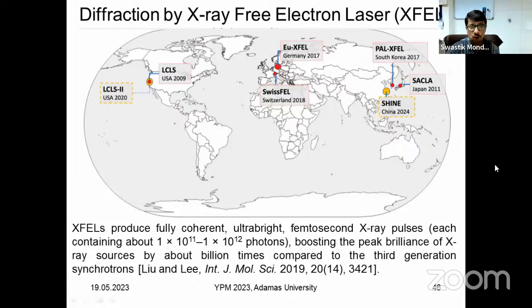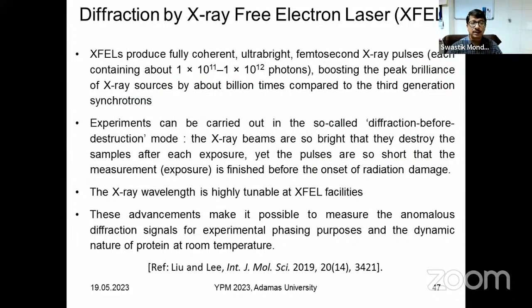If you look at this picture, USA, European Union, which actually has two, then China, South Korea, and Japan. So developed nations, or emerging developed nations like China, are now putting a lot of money. One of these facilities takes millions of dollars to create, but they are pouring in so much money. Why is it so? The reason is written here: X-ray free electron lasers produce fully coherent ultra-bright femtosecond X-ray pulses.